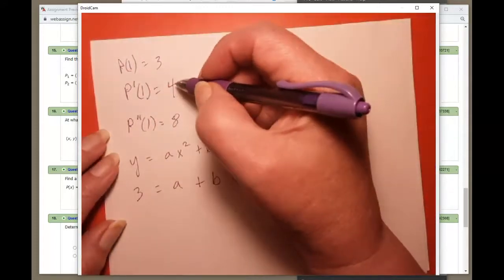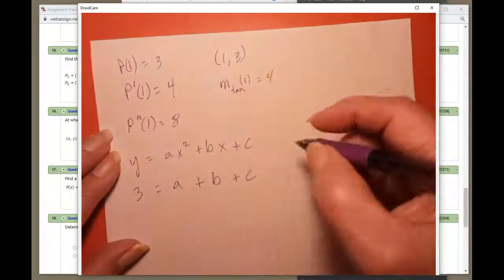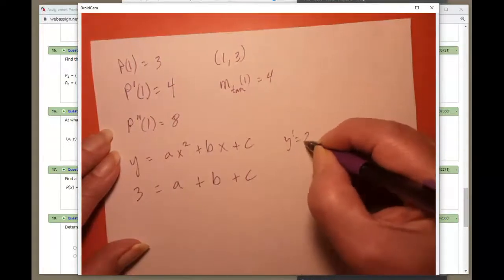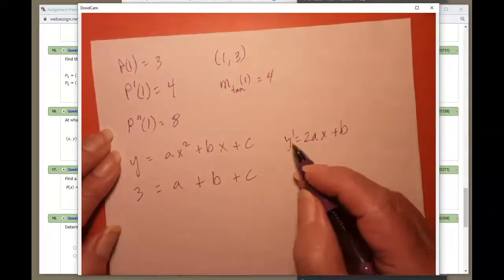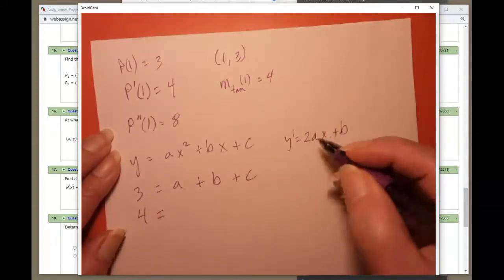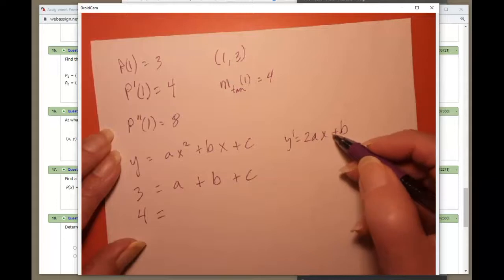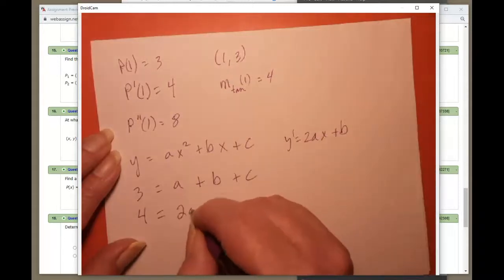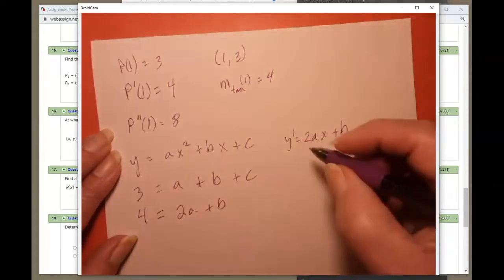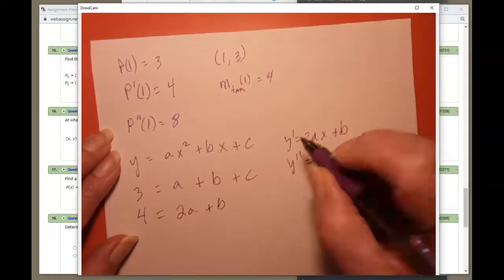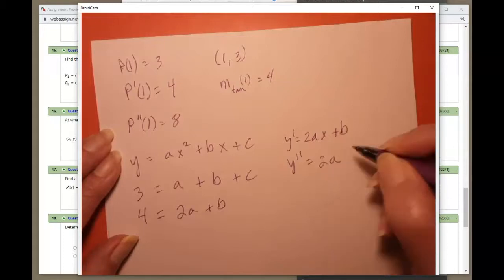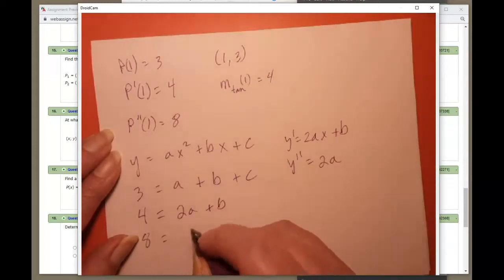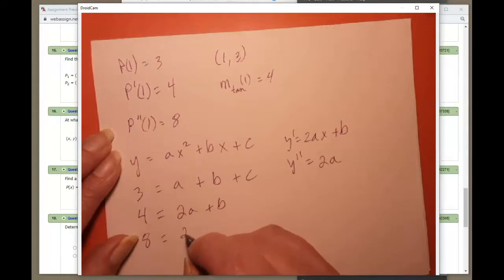P prime of 1 is equal to 4. So if I take the derivative, I get y prime is equal to 2ax plus b. So P prime of 1 is 4 means 4 is equal to 2 times a times 1, that would be 2a plus b. And then if I take the second derivative, because I need it for this one, that would give me 2a. So that gives me that 8 is equal to 2a, which tells me a is equal to 4.